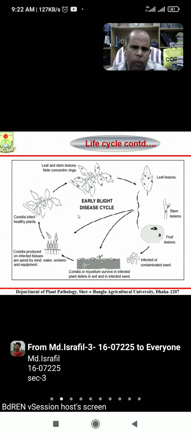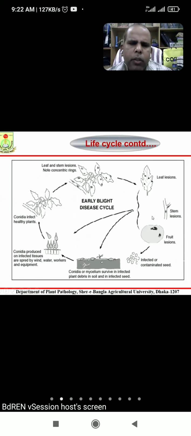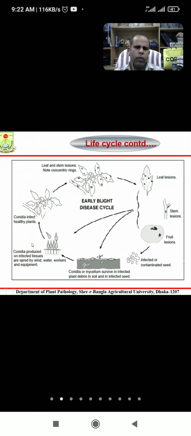It is actually very simple compared to Phytophthora infestans, because it produces only one type of reproductive unit, that is conidia, called the Alternaria conidia. This is also called the muriform conidia. Why is it called muriform? Because it has horizontal and vertical separation, and a beak.